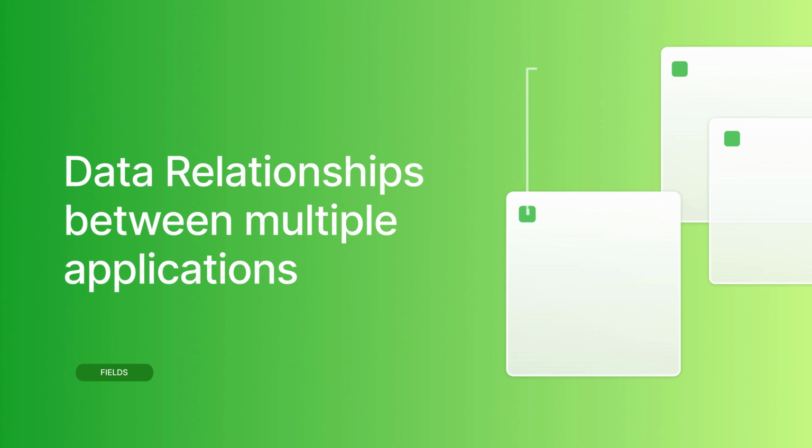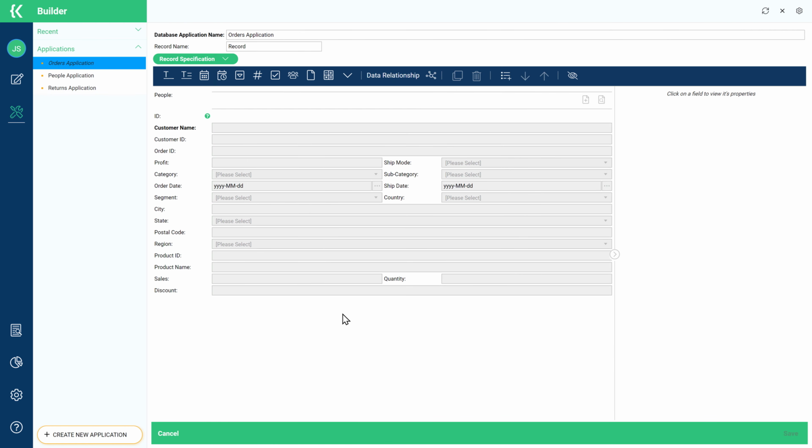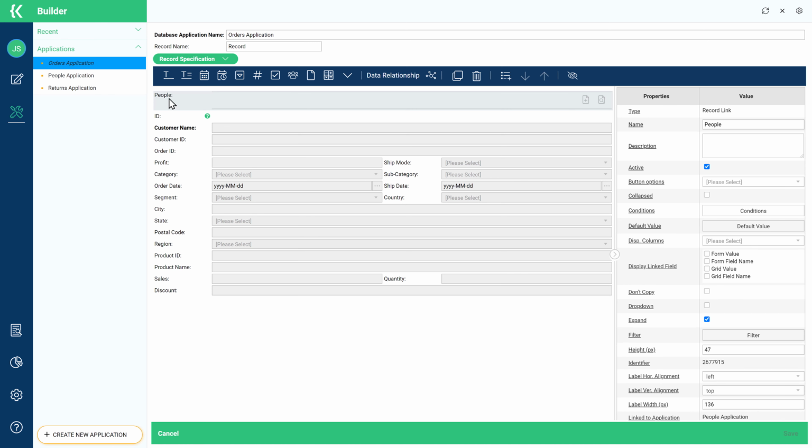Once you know how to create one-to-one relationships between applications, you may want to create one-to-many relationships. Previously we've set up a relationship between the orders application and the people application, making sure that each order is linked to a specific person. If you haven't watched that video, we suggest that you do.